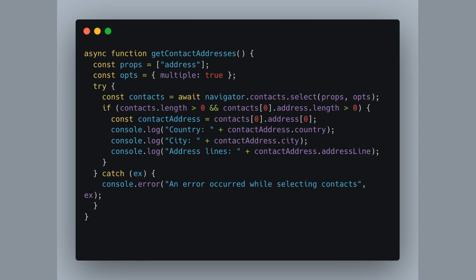Here's how you can grab a contact's address from their profile using JavaScript. First, you set up an array named props with just address because that's what we're interested in. Then, you configure the options object to allow selecting multiple contacts. Now, when you call Navigator Contacts Select with these parameters, you'll get back an array of chosen contacts. If everything checks out, you can access the contact's address, city, and country for the first contact and log them out. Keep in mind that different places have different address formats, so be ready to handle that. If something goes awry, an error will pop up in the console to let you know.